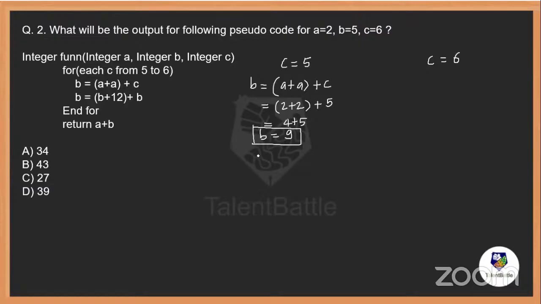Then the second expression will be B equal to the current value of B plus 12 plus B again. So the current value of B is 9, plus 12, plus 9. That will give me 21 plus 9, which equals 30. This means at the end of the first iteration, my value of B is 30.